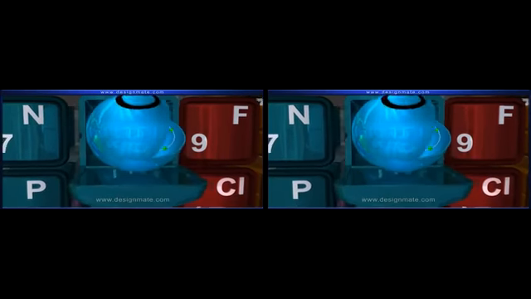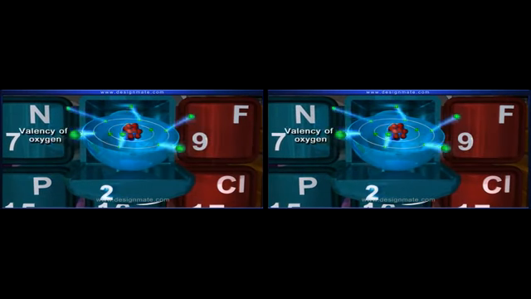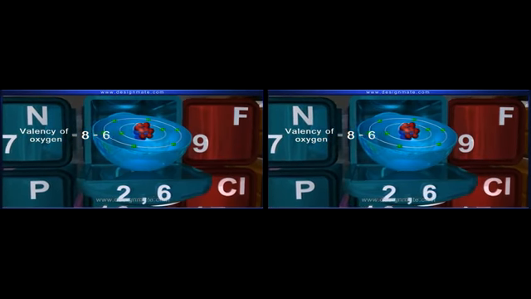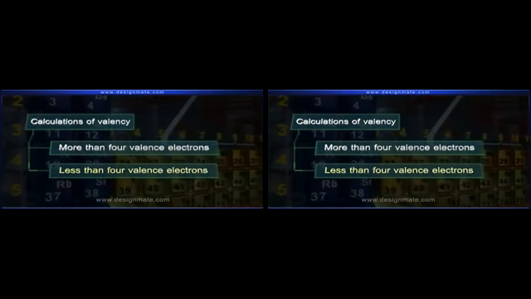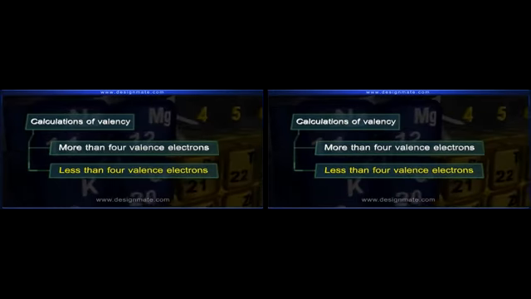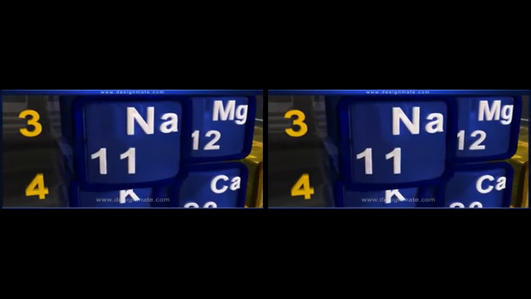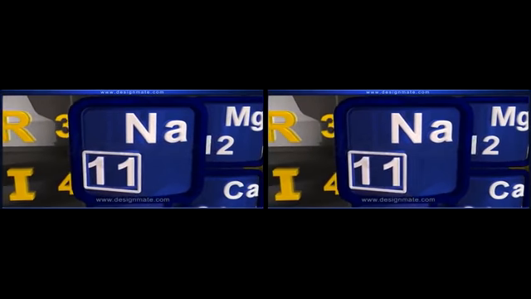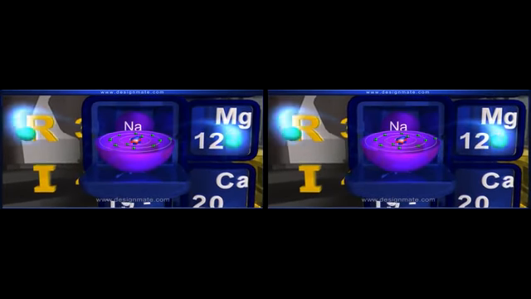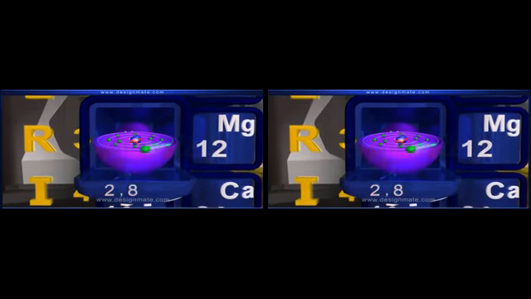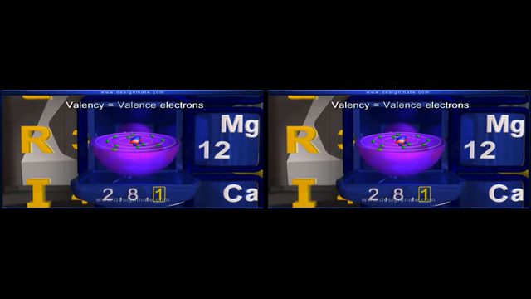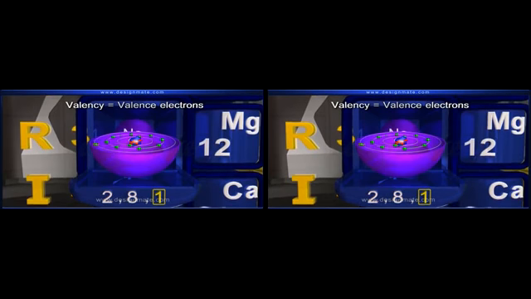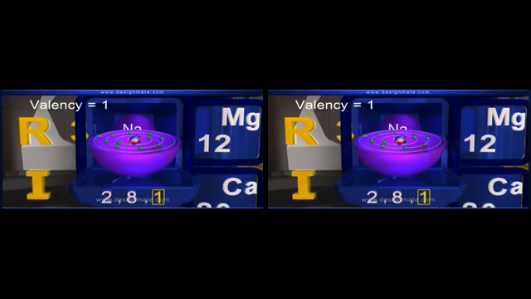For an oxygen atom with an atomic number 8 and an electronic configuration of 2, 6, its valency is given by 8 minus 6. That is 2. Now we will study those atoms which have less than 4 valence electrons. Consider an atom of sodium with an atomic number 11. It has an electron configuration of 2, 8, 1. Thus, sodium has 1 valence electron. For such atoms, their valencies are equal to the valence electrons. Sodium thus shows a valency of 1.